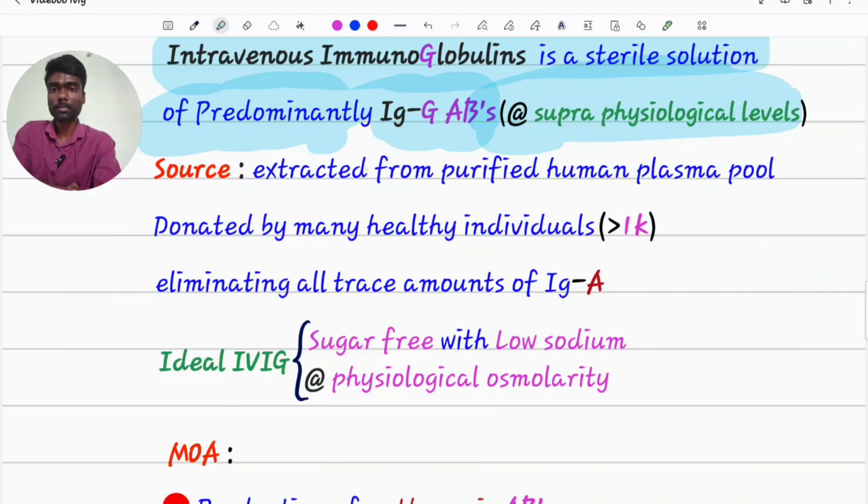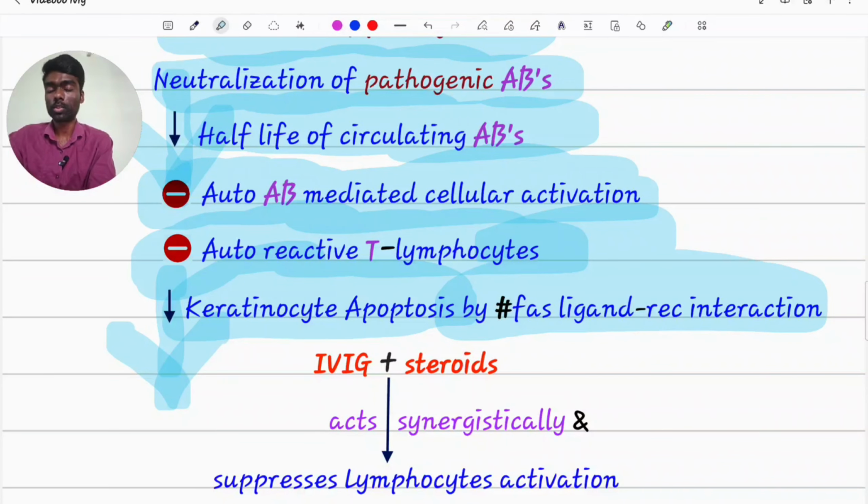It also inhibits autoantibody mediated cellular activation and autoreactive T lymphocytes. It reduces the keratinocyte apoptosis by disrupting Fas ligand and its receptor interaction. So it is saving the keratinocytes from apoptosis also.